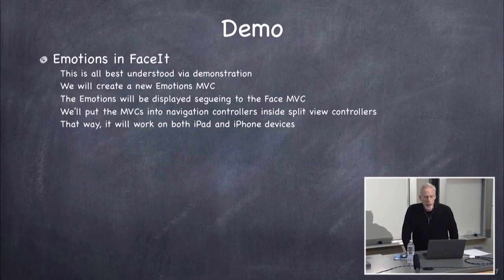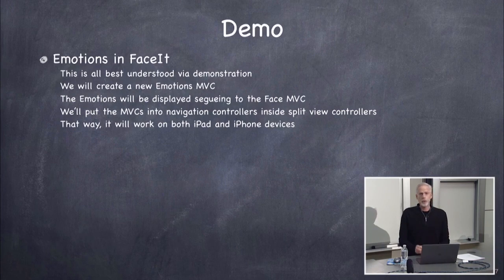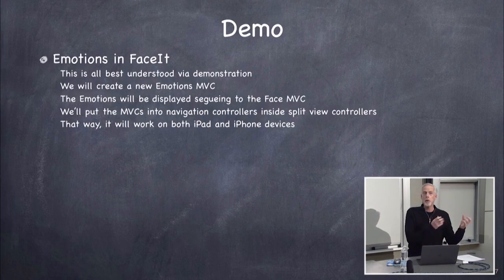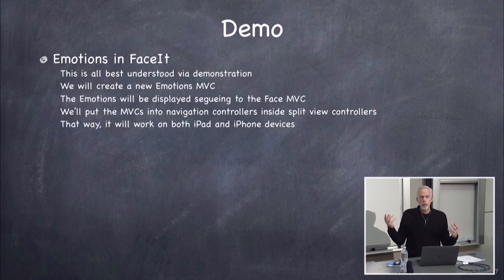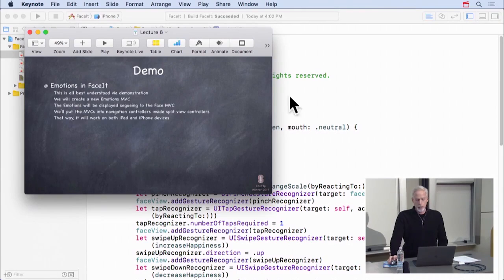I'm calling this demo Emotions in Faceit. If you remember, last time we built a nice MVC that knows how to draw a face. It was a pretty generic MVC, and it had a model, which is a facial expression. So now we're going to build a more complicated app that has two MVCs. One MVC is going to let you choose an emotion, like happy or sad, and then the other MVC is just going to be our generic face view, and it's going to show that emotion. By doing that, we're going to learn how to use the split view controller, navigation controller, all that, and combine MVCs to make a bigger app. It's a simple example because of time constraints, but you should get the idea.